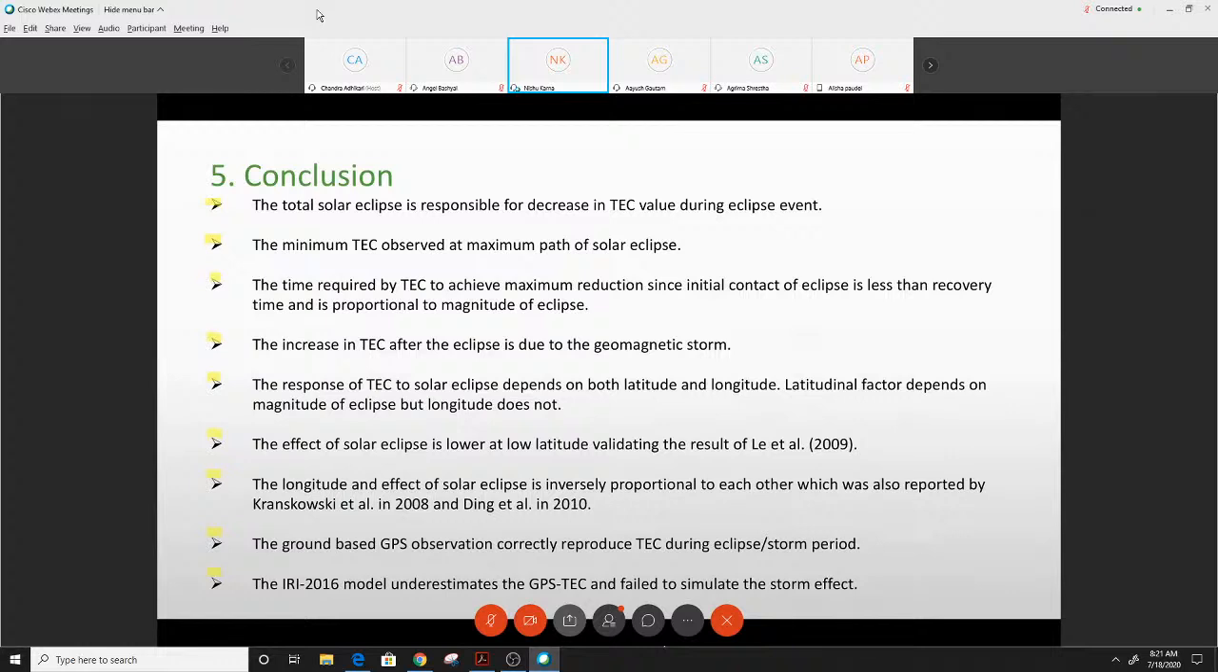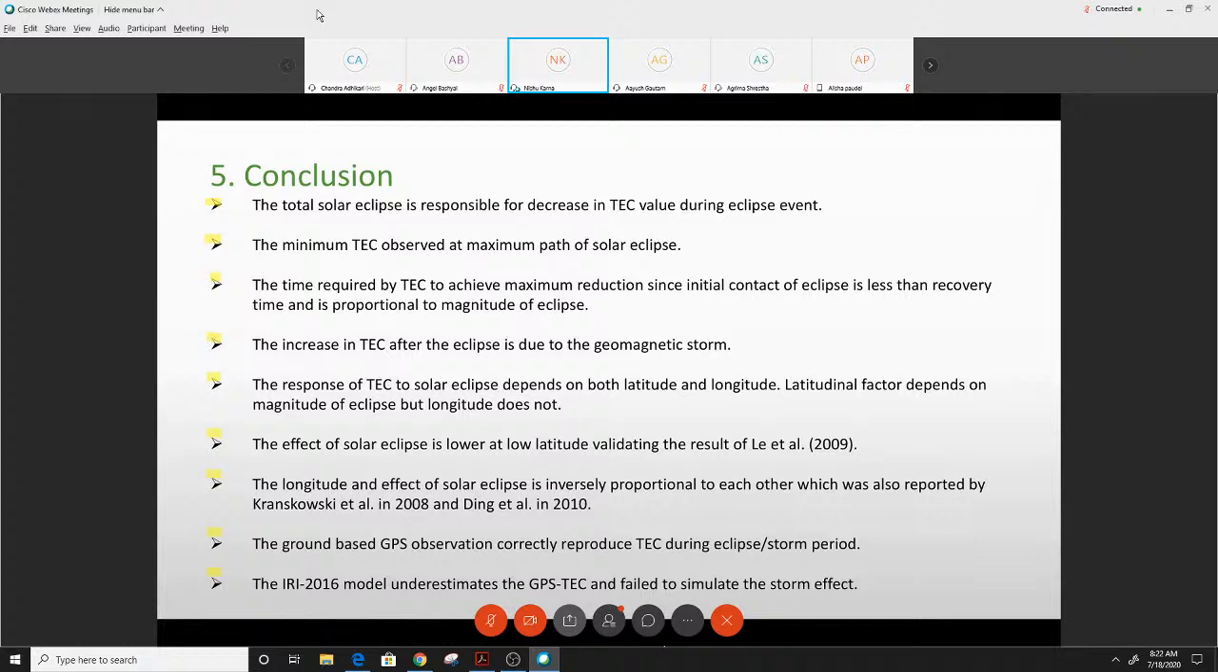Now we have come to the conclusion, and the whole research work can be concluded as: the total solar eclipse is responsible for decreasing the TEC value, the minimum TEC is observed at the maximum path of the solar eclipse, and the time required by TEC to achieve the maximum reduction since the initial contact of the eclipse is less than the recovery time and is proportional to the magnitude of the eclipse. The geomagnetic storm is responsible for increasing the TEC value, and the response of TEC to the solar eclipse depends on both latitude and longitude.